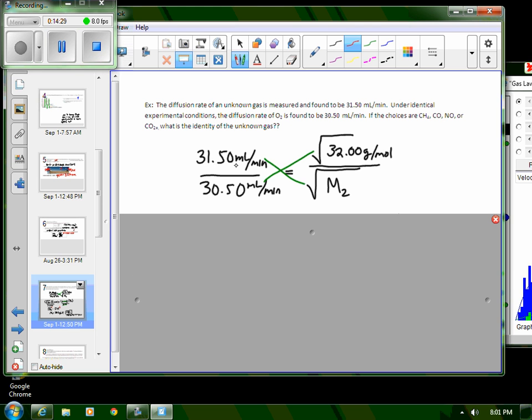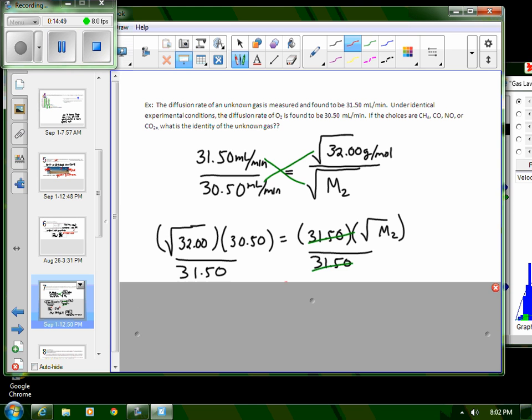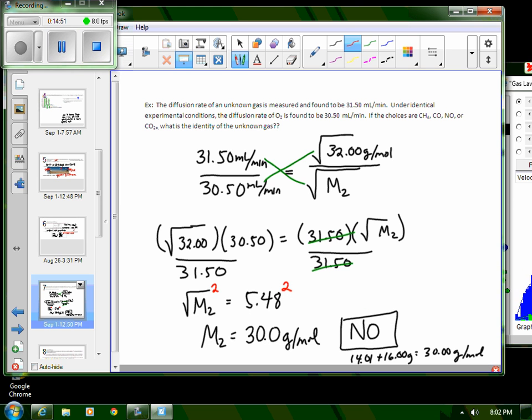So basically 31.50, that was the rate of my unknown. So it goes down here. And this was my rate of the oxygen. So this is rate 2, and it's going to go with the oxygen up here. Got to make sure you get that straight. Now, what's the best way to solve this? Definitely cross-multiplying. So if I was going to punch this into my calculator, I would take the 30.50, multiply it by the square root of 32, this times this, and then it would be equal to this times this.